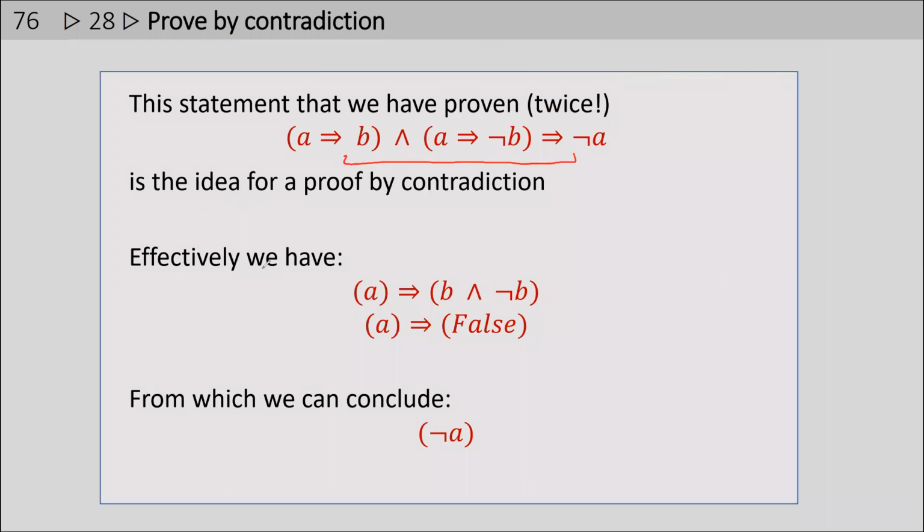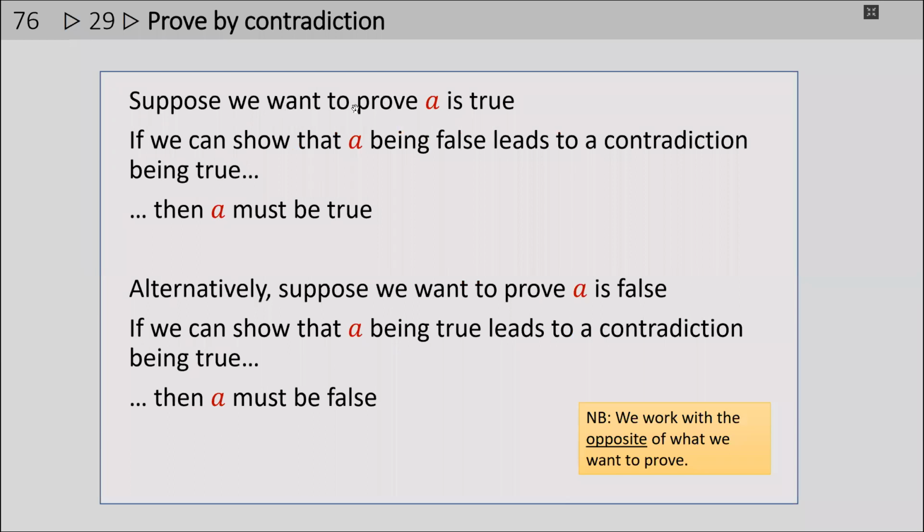The idea of proof by contradiction is that effectively we have, if A implies B and not B, which means A implies false, from which we can conclude that for all of this to be true, the left side must be negated, which means not A should happen. Okay, طيب تعالى نستفيد بالايديا دي. Suppose we want to prove that A is true. If we can show that A being false leads to contradiction, so A must be true.